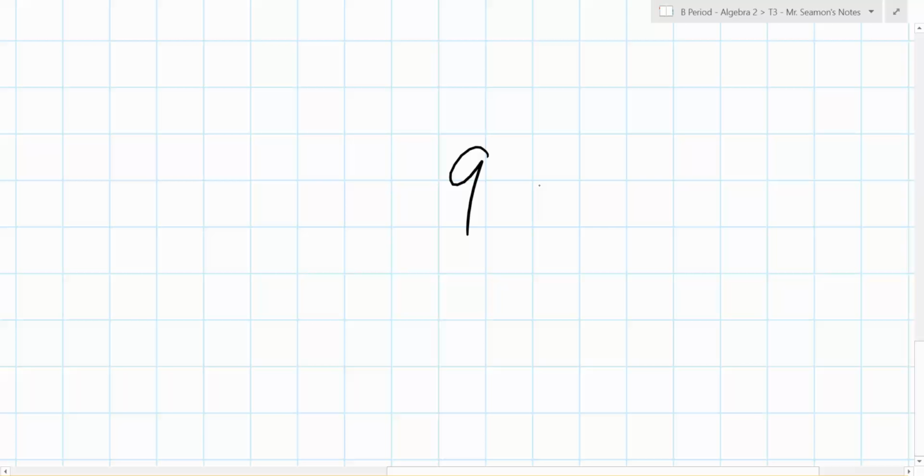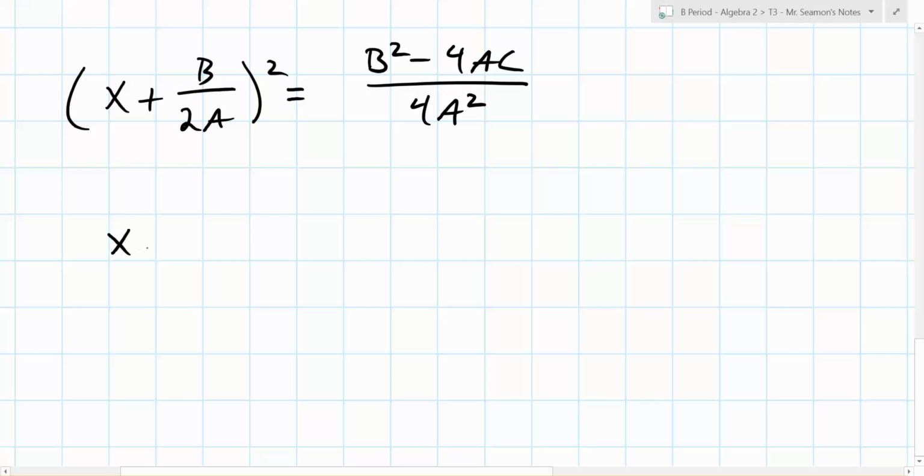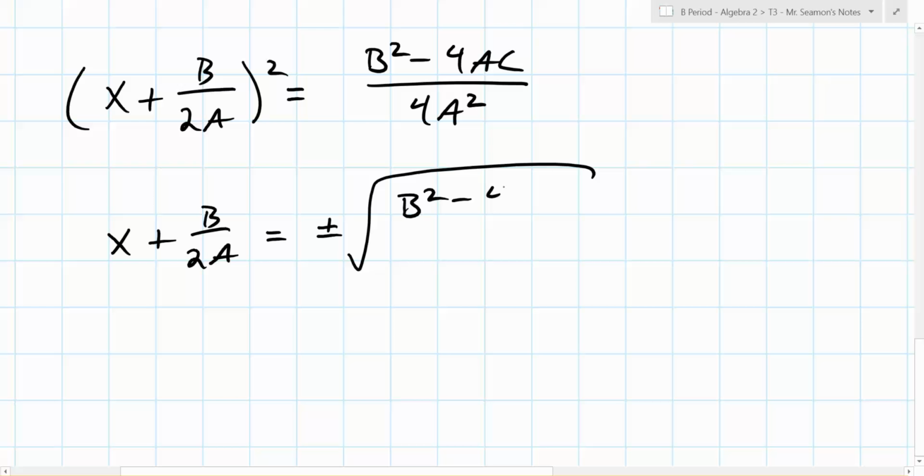And if I add in a square root, you have to do plus or minus. If I ask you what times itself equals 9, there are two answers. So if I square root both sides, what happens to the left? It just becomes x plus b over 2a. But over here we have plus or minus the square root of this.